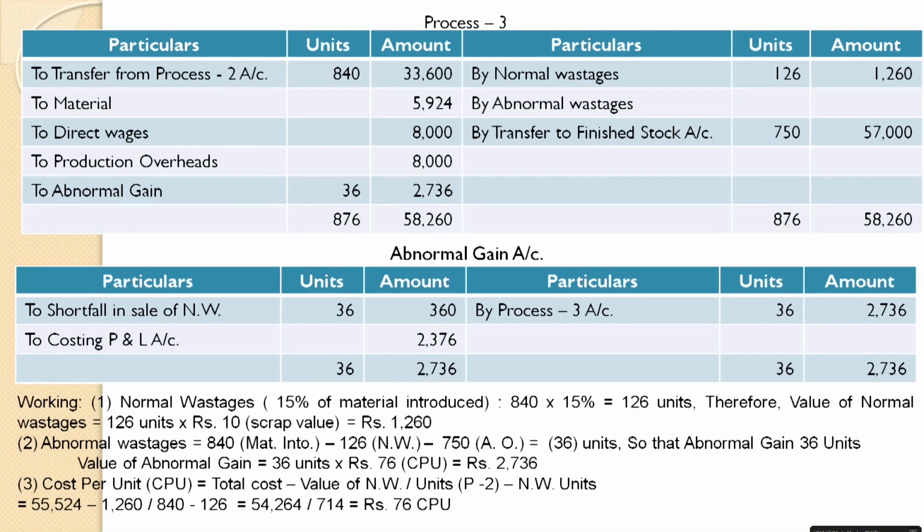Now, the very important thing is to identify whether we have an abnormal wastage or abnormal gain. As we applied the same formula in process 2, again we will apply the same formula to find out the abnormal wastage or gain. How many units were introduced in this process? That is 840 units, on the debit side. How many units were normal wastage in this process? That is 126 units. How many units will be transferred to the next process or to the finished stock account, because we have only 3 processes? The output of the third process will be transferred into the finished stock account, which comes to 750 units.